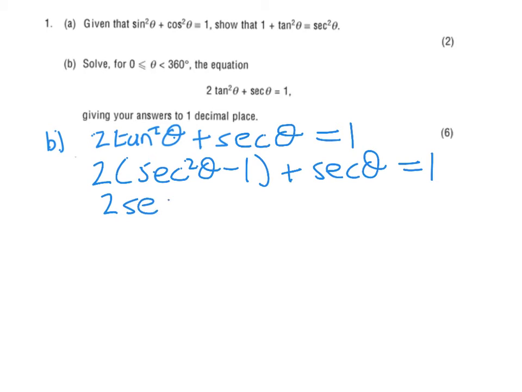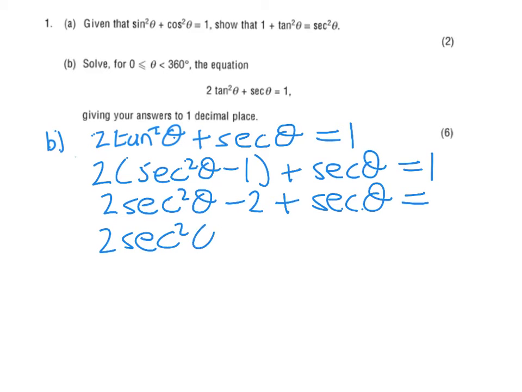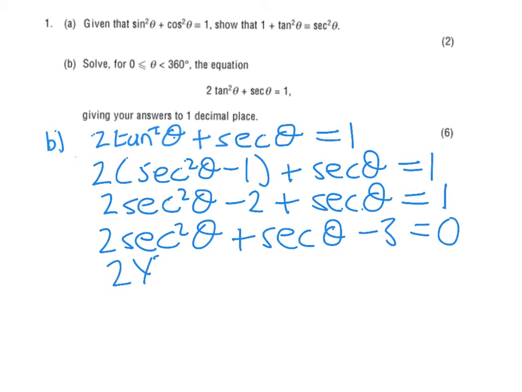2 sec squared theta minus 2 plus sec theta equals 1. 2 sec squared theta plus sec theta minus 3 equals 0. I would like to write it with a dummy variable, so I'm going to say 2y squared plus y minus 3 equals 0. And then we solve that equation.